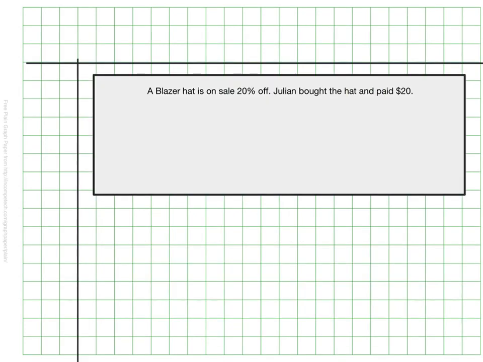Likewise, we can also use equations with percentages. So in this example, a blazer hat is on sale for 20% off. We know that Julian bought the hat, and in the end, he paid 20 bucks, right? So let's start with an expression that shows what we know. We know there was a price of a hat. We know that Julian took off 20% of the hat. And then, of course, I can combine those like terms, and I'll say that's 1 whole H minus 2/10 H. Julian's paying 80% of the price of the hat. So that part we know.